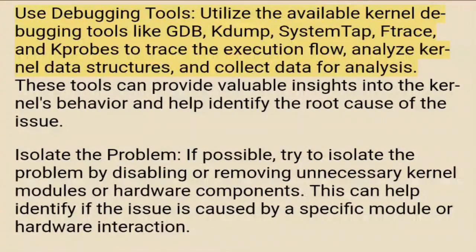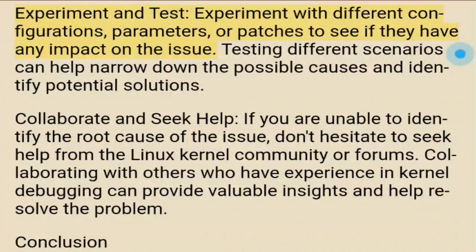Use debugging tools. Utilize the available kernel debugging tools like GDB, Kdump, SystemTap, ftrace, and Kprobes to trace the execution flow, analyze kernel data structures, and collect data for analysis. These tools can provide valuable insights into the kernel's behavior and help identify the root cause of the issue. Isolate the problem. If possible, try to isolate the problem by disabling or removing unnecessary kernel modules or hardware components. This can help identify if the issue is caused by a specific module or hardware interaction. Experiment and test. Experiment with different configurations, parameters, or patches to see if they have any impact on the issue. Testing different scenarios can help narrow down the possible causes and identify potential solutions.